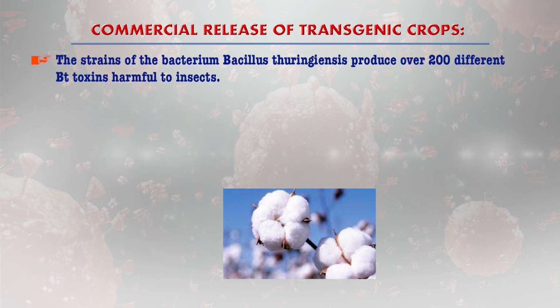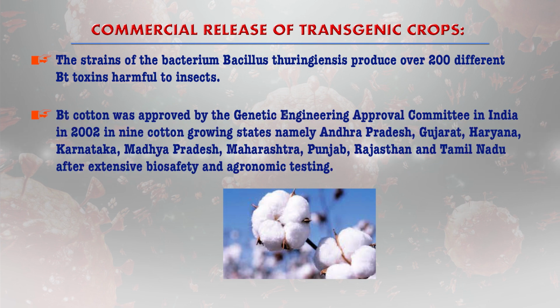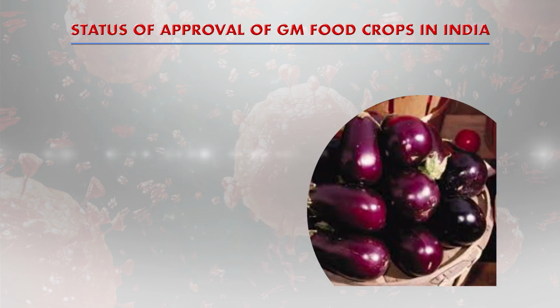So the different strains of the bacterium Bacillus thuringiensis produce over 200 different BT toxins that were harmful to the insects. Finally, this BT cotton was approved by the Genetic Engineering Approval Committee in India in 2002 in 9 cotton growing states, namely Andhra Pradesh, Gujarat, Haryana, Karnataka, Madhya Pradesh, Maharashtra, Punjab, Rajasthan and Tamil Nadu after extensive biosafety and agronomic testing.